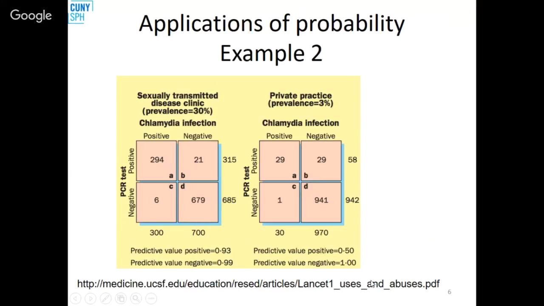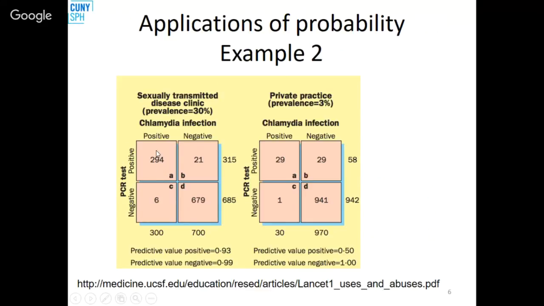And I'm taking this from an article that I've posted with this week's notes that I would recommend taking a look at. It's a very nice article on the uses and abuses of positive and negative predictive value. So we have this rapid screening PCR test, polymerase chain reaction.